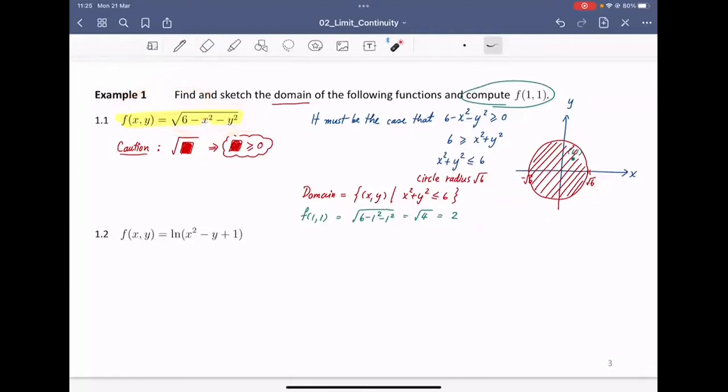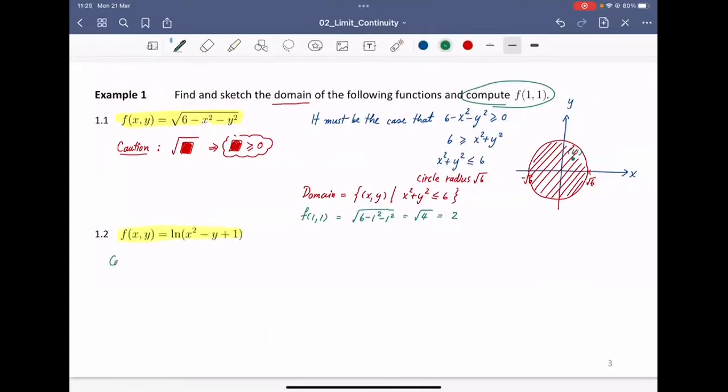The output is going to be one number. And the x and y that you plug in must be in the domain, so that it makes sense to compute. All right, so example 1.2.